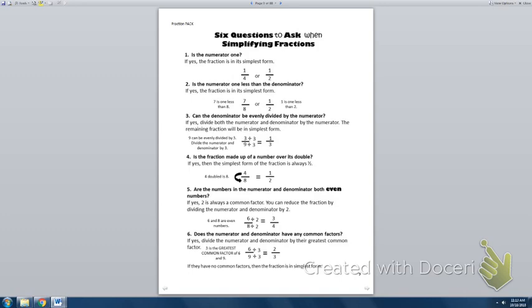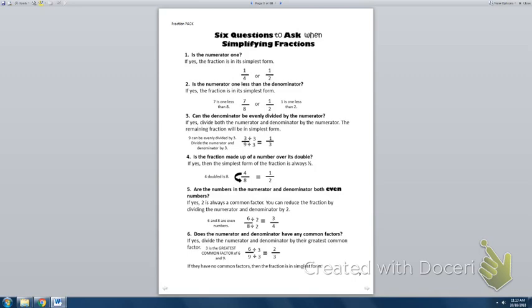And notice that 6 over 8 doesn't fall into the previous categories. We don't have 1 on top. It's not 1 less. It doesn't divide evenly into the bottom. And it's certainly not half of 8. But they are both even.